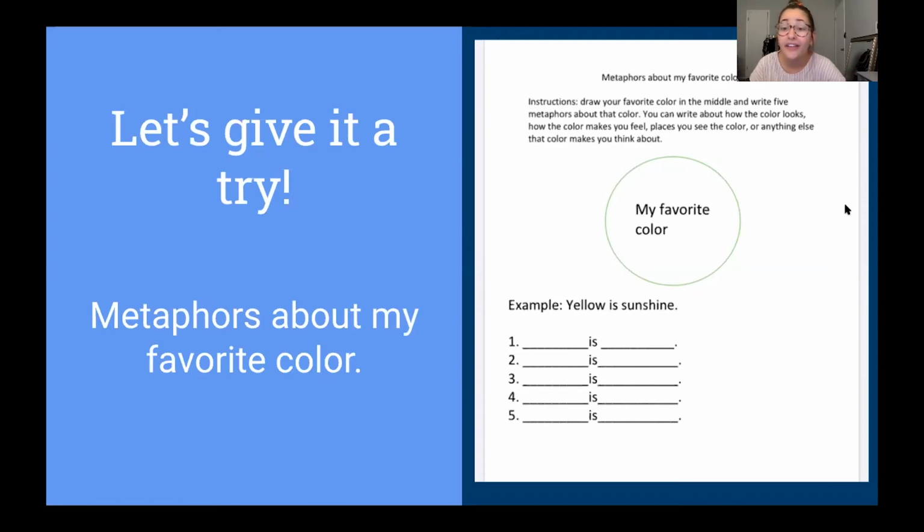So you can write about how the color looks, how the color makes you feel, places you might have seen the color, or anything else about the color. And so this is a little bit of a challenge, I bet, because it's really going to make you think. Another cool word is abstractly.